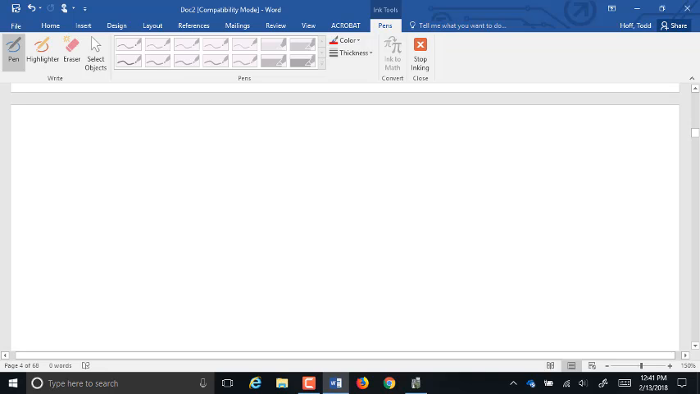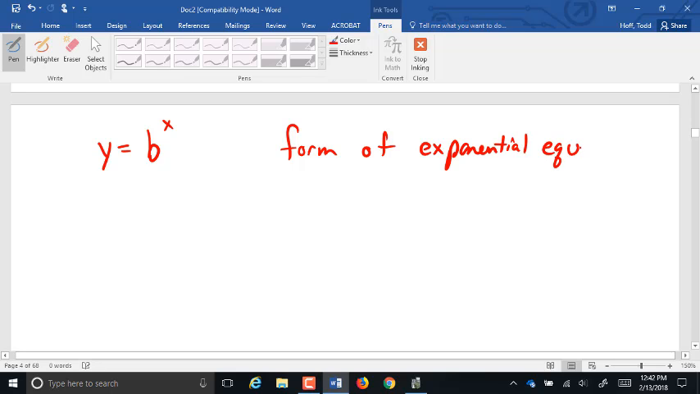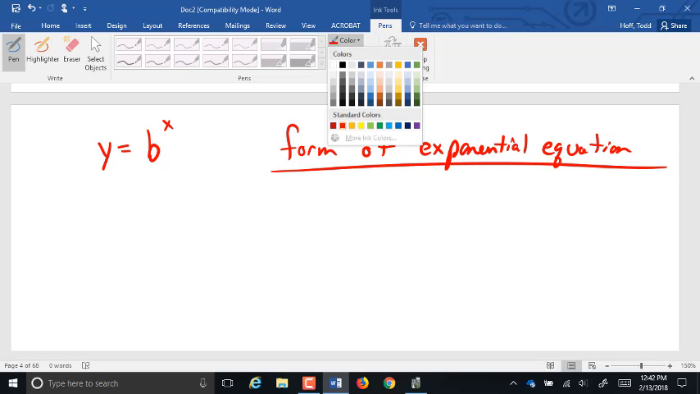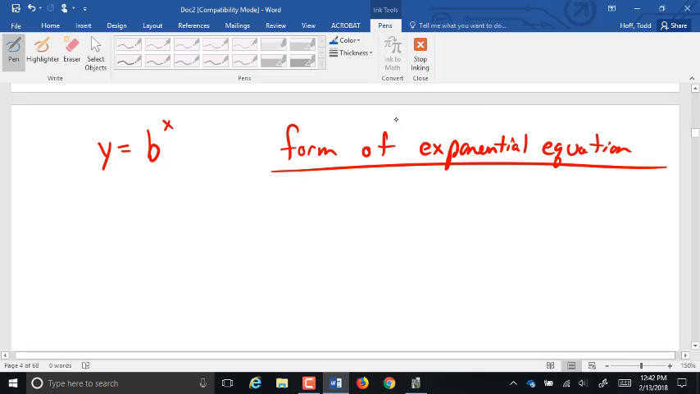So let's take a look at y equals b to the power of x. That is our basic form of an exponential equation. This form is very, very important in electronics, very important in a lot of scientific fields, in fact. Let's do a little bit of graphing work with this thing.